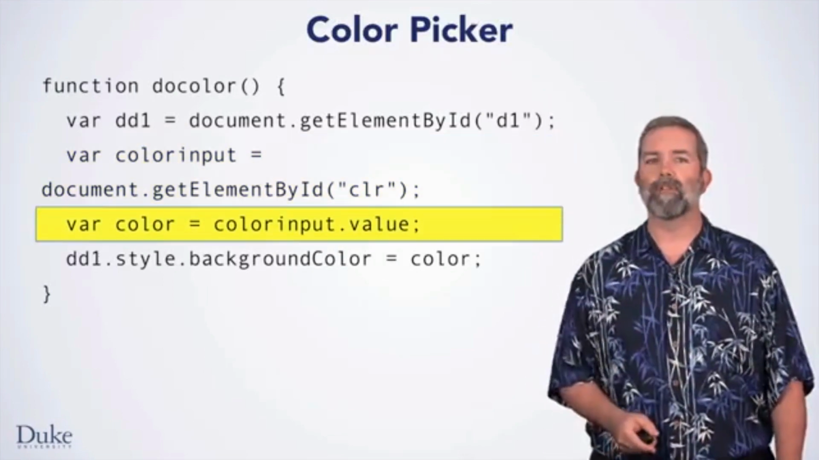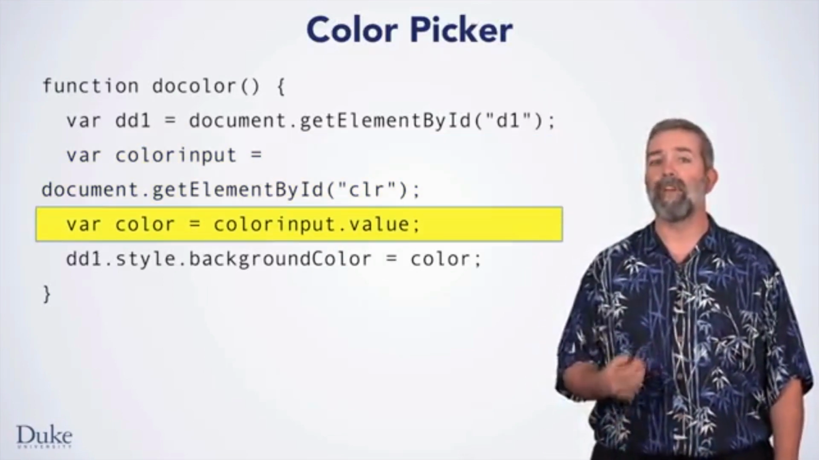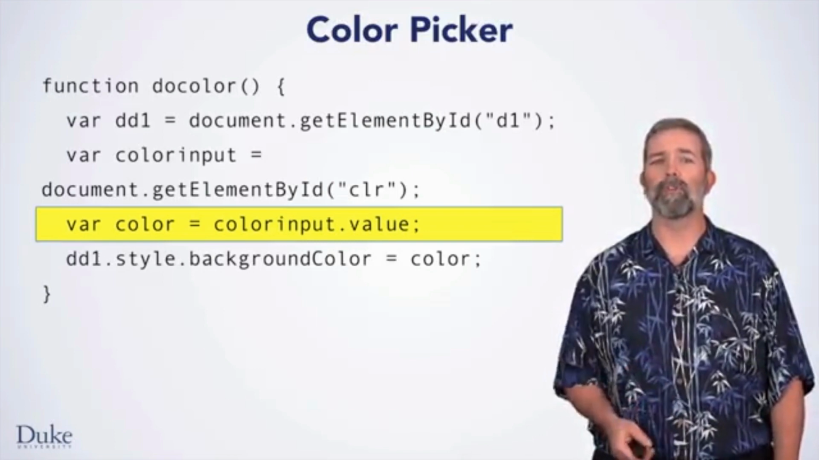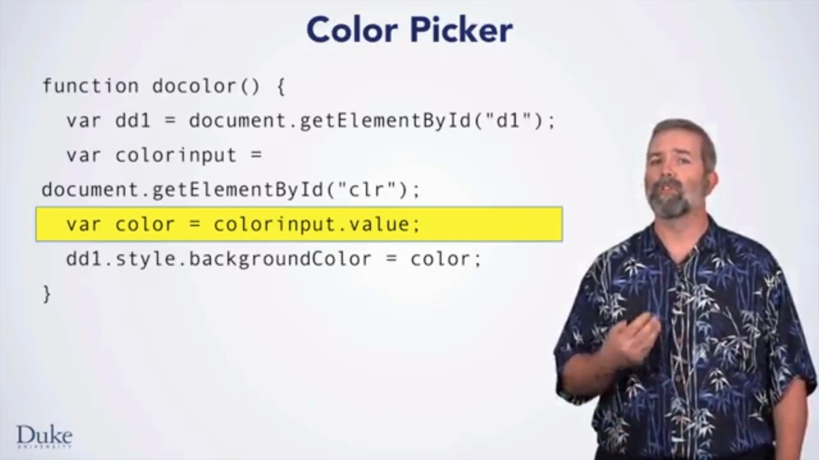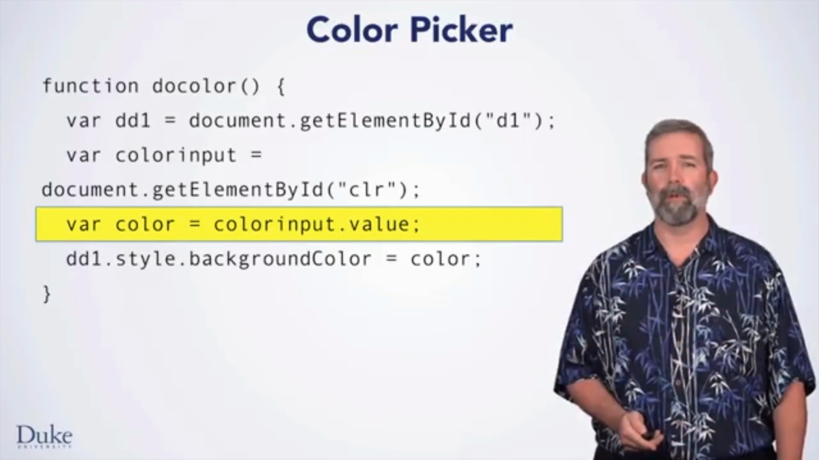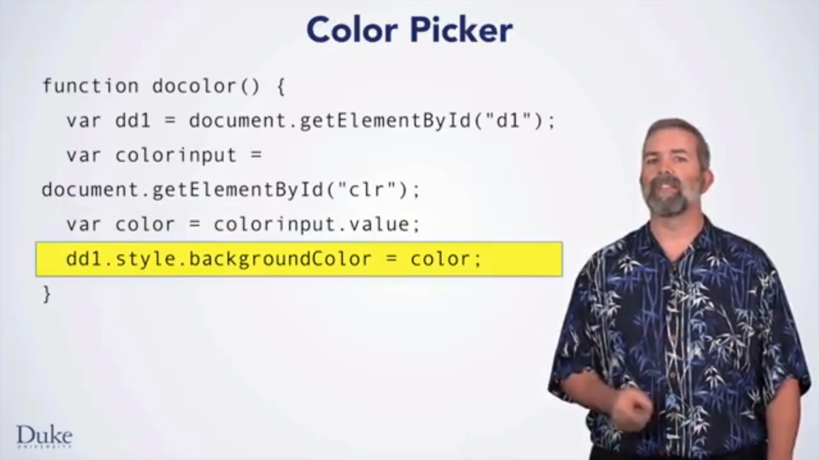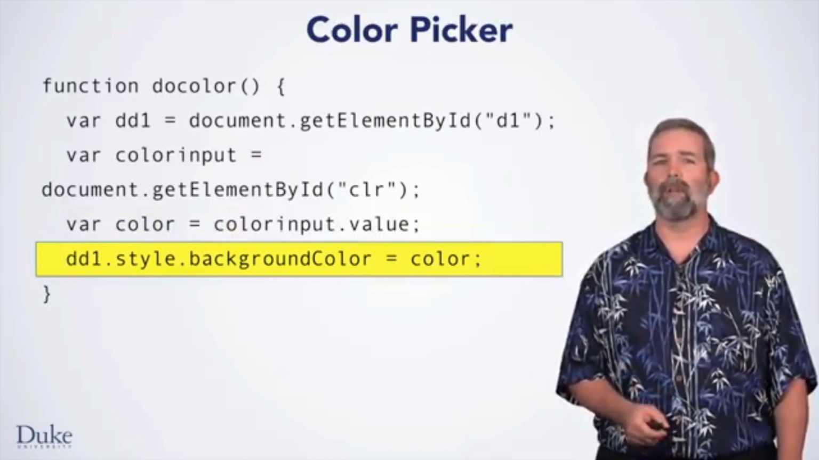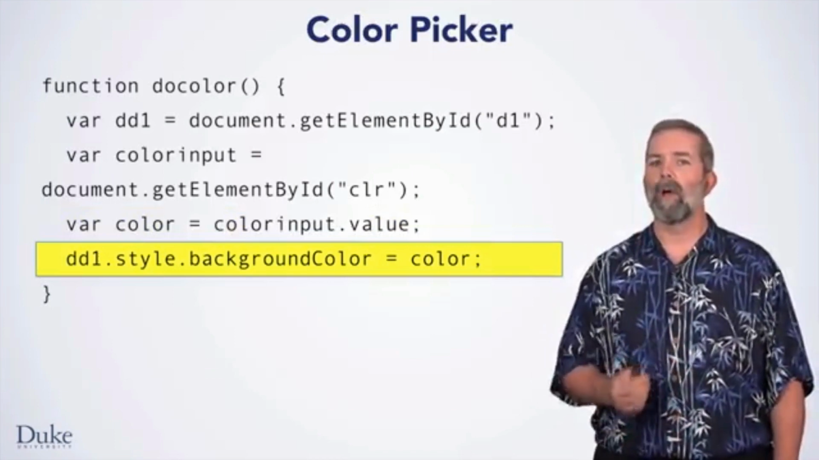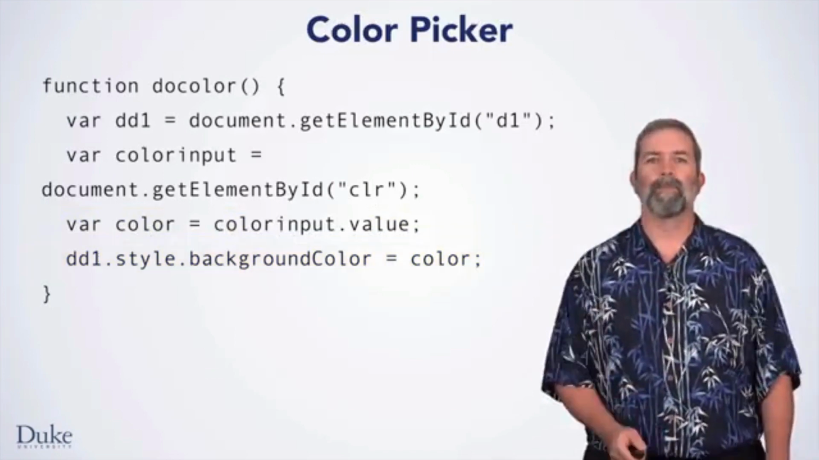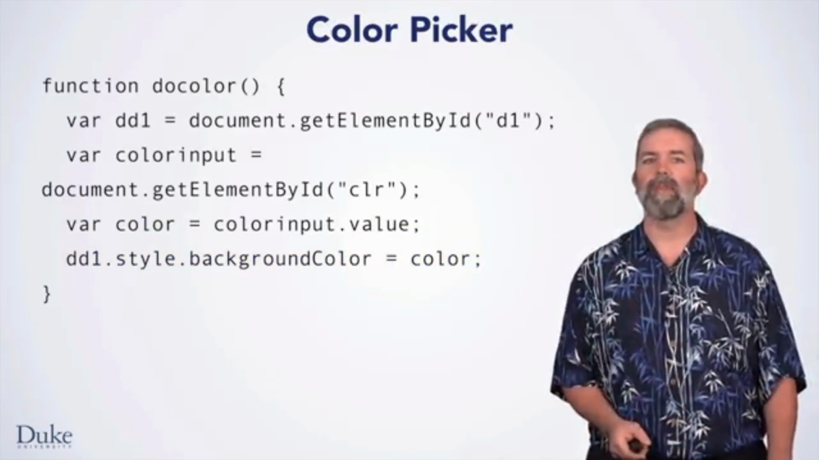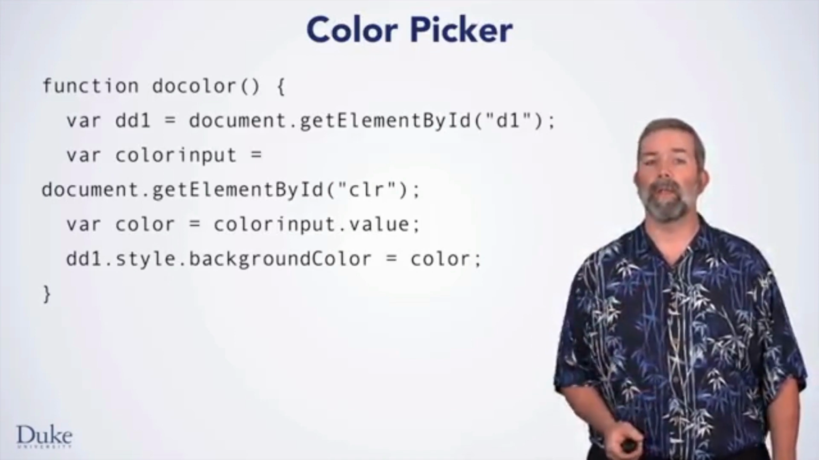The value of the color chooser is accessed using the .value attribute or field of the color chooser HTML element stored in the variable color input. Next, we use the .style attribute to set the background color of the canvas to whatever color the color picker is currently set to. The basics are the same here as they are with a button input.